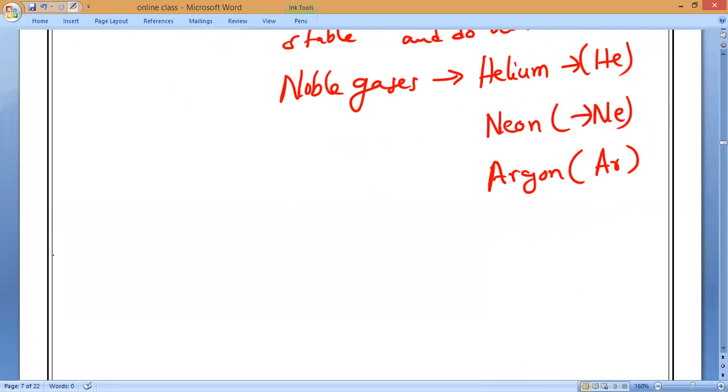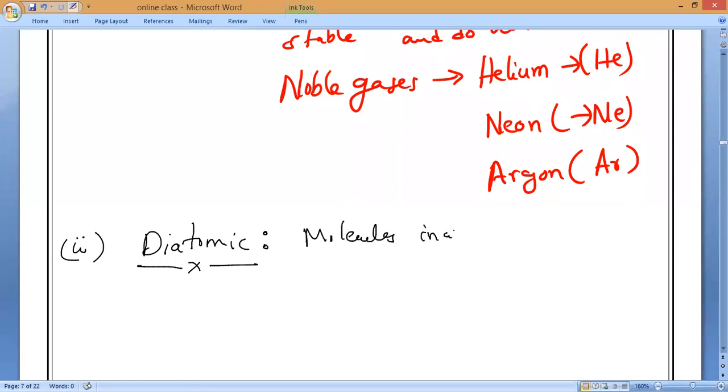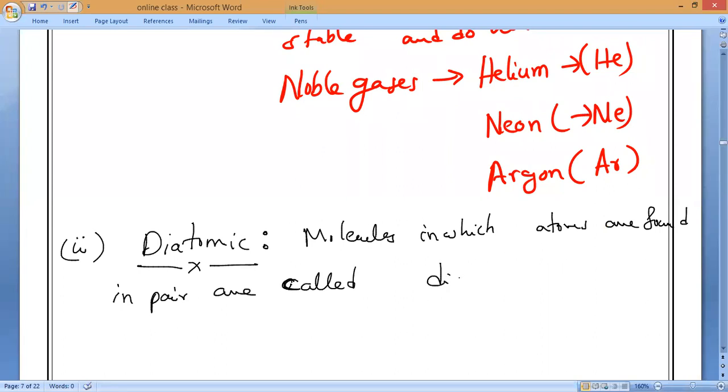Next, mono is over. Now, diatomic. Di means what, guys? Two atoms. Molecules in which atoms are found in pairs. Pair means two. They are called diatomic molecules.